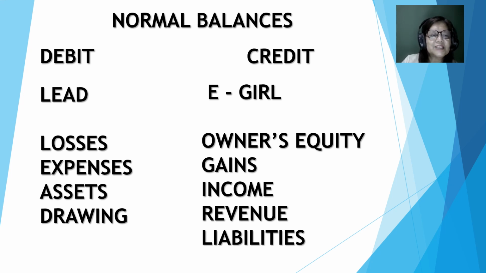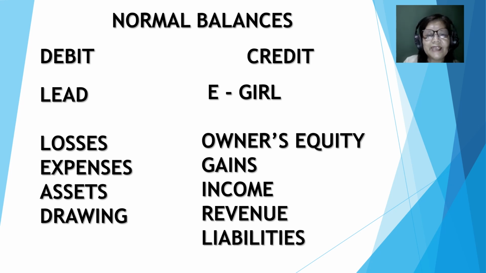So, let us consider LEAD. L for losses, E for expenses, A for assets, and D for drawing. Okay, so you can remember it easily. Losses, expenses, assets, drawing, debit.